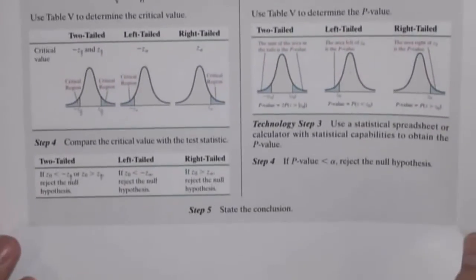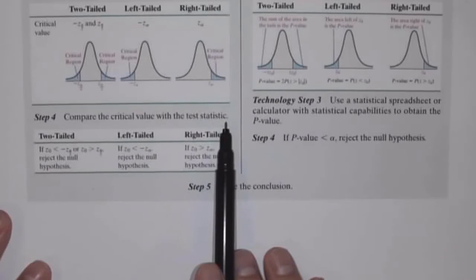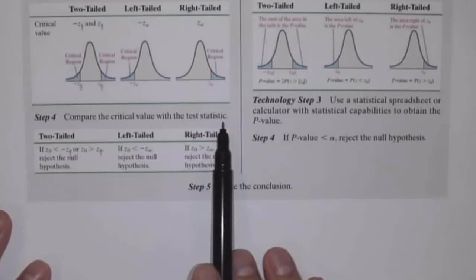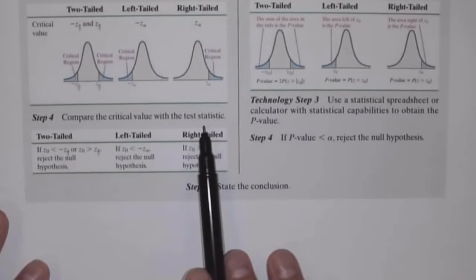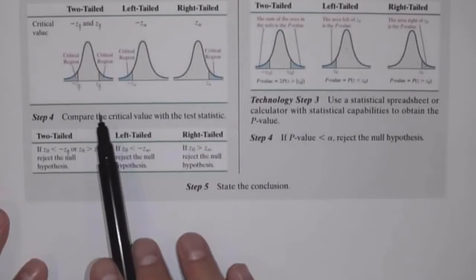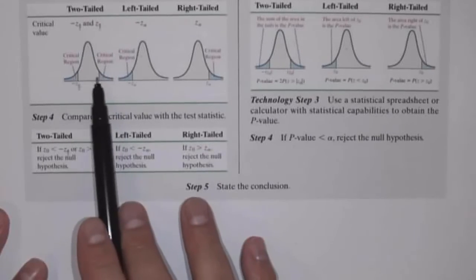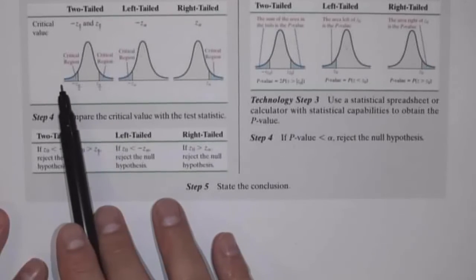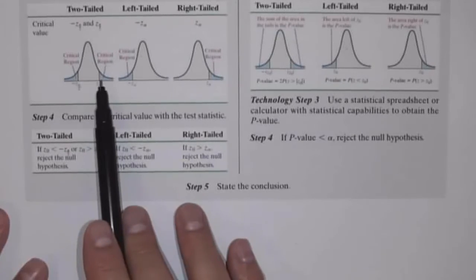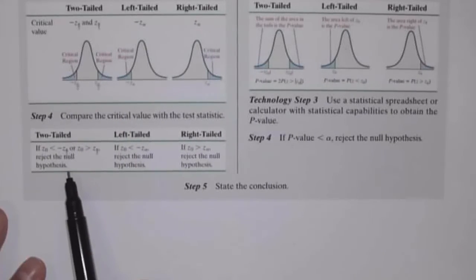Now, if we're using the classical approach, we're going to compare our critical values with the test statistic. Really, I look at it the other way around. I'm going to compare our test statistic to the critical value. So if our test statistic is either in the left or the right tail, we're going to reject. If our test statistic z0 is either less than the negative critical value or greater than the positive critical value, we'll reject the null hypothesis. That's what this is saying.